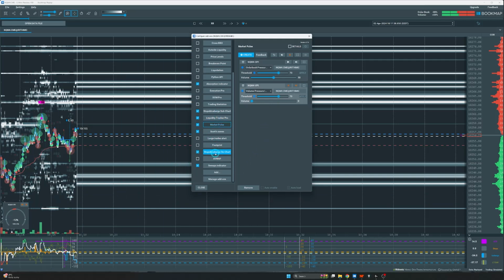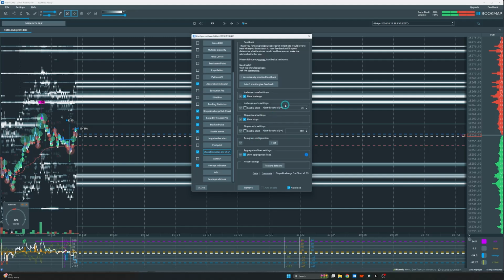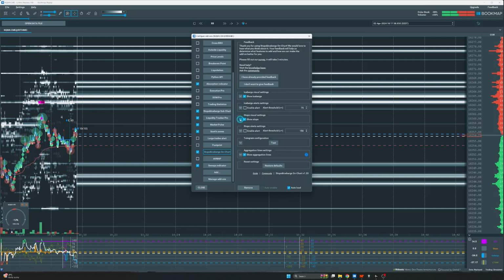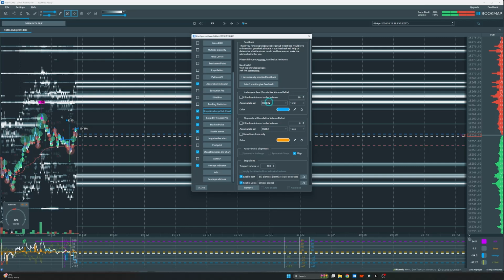Let's go to the stops and icebergs. Okay, let's start with the on chart. That's what I have for the on chart. 50, 50, right? Show stops, 50, 50. That's it for the on chart. Show aggregation lines. And for the sub chart, I have reset 1 minute. This is important. Reset 1 minute.